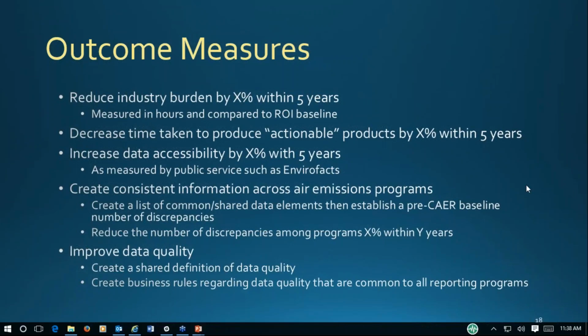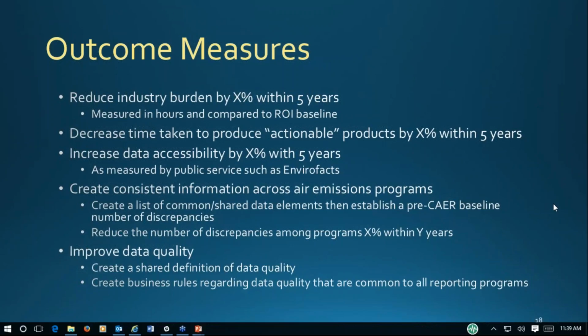So as you look through these 5 different measures here, you'll see X's, X%, Y years, and the like. What we're looking for the product development team to do is to fill in these numbers and publish these numbers as something we can be held to, both internal to the federal government, the regulatory partners, and also with the external community, like our industry.